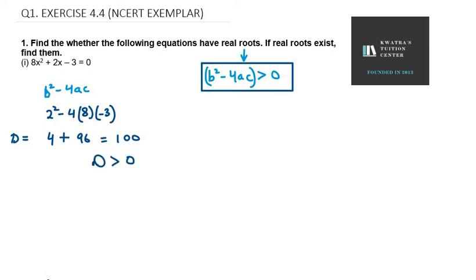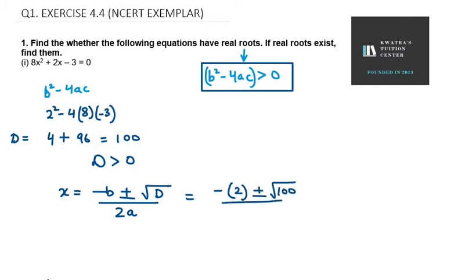My D in this case is greater than 0. अगर 0 से बड़ा है then it means that roots are real. अब हमें वैल्यू निकालनी है x की by using this formula minus b plus minus under root D over 2a. So minus b is 2, plus minus D value is 100, so under root 100 over 2a. a is 8. So we get two values out of this.